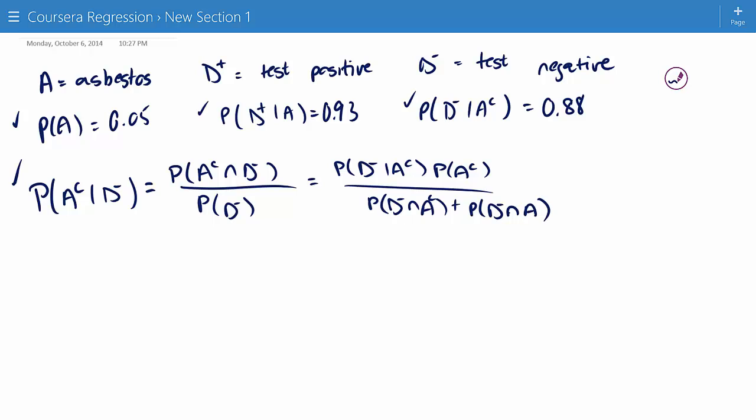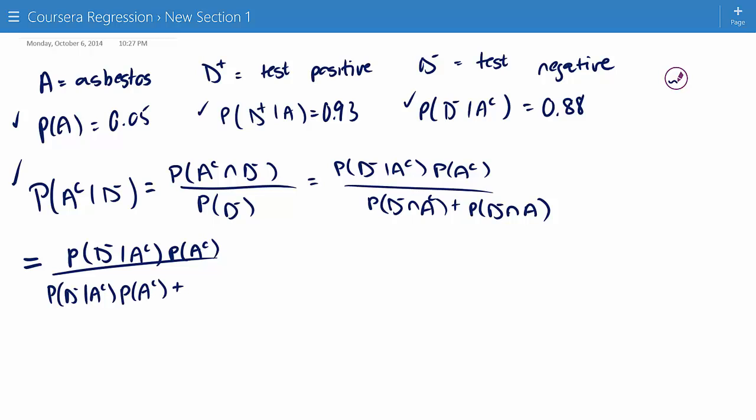And now we can write, let me start over on this line. Let me rewrite the numerator. That's the probability of D minus given A complement, which is the specificity, times the probability of A complement, divided by the probability of D minus given A complement, which is the specificity again, times the probability of A complement, plus, now let me work with that one, the probability of D minus given A times the probability of A.